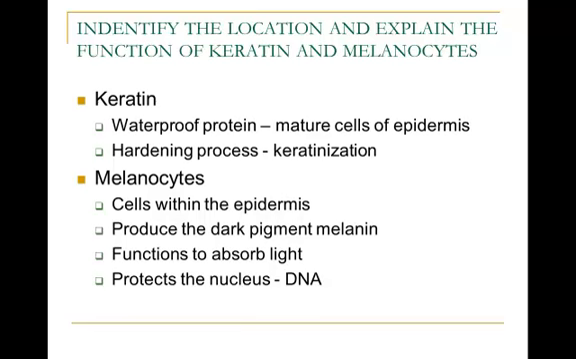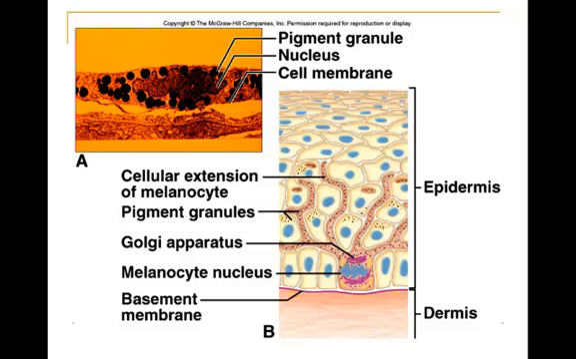Melanocytes are cells within the epidermis. I'm just going to go to a picture here. They're within the epidermis, so you can see there's a melanocyte here. And this is sort of the extension of the cytoplasm of that cell. And what they do is they produce the pigment melanin, and that's what gives our skin color. But the reason for it is it tries to surround the DNA of the cell to protect it. So see, it's protecting the nucleus.